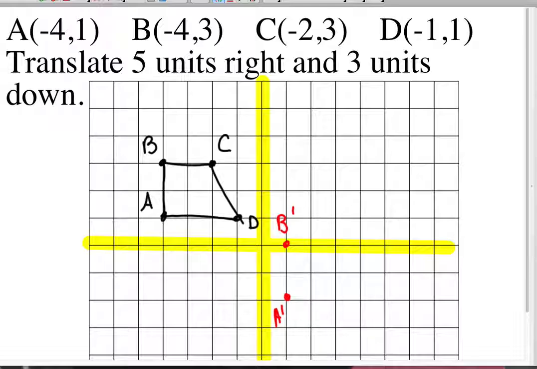C. 1, 2, 3, 4, 5, down 3. 1, 2, 3. C prime. And D. 1, 2, 3, 4, 5, over or down 3. Bang. D prime. Connect, connect, connect, connect. Perfectly congruent, just over and down.